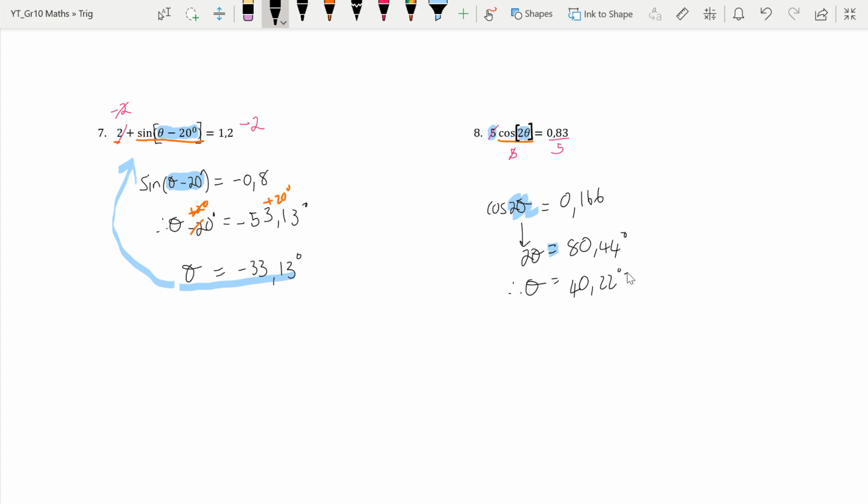And there we go. Since this is fresh in your memory, I would say go and try some of these trig equations on your own.